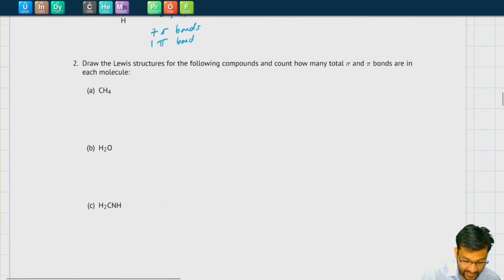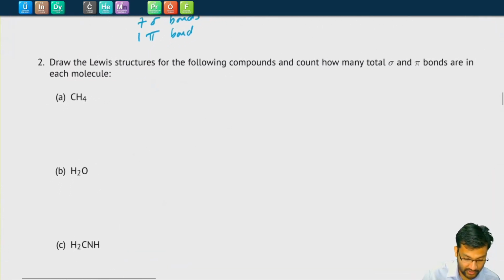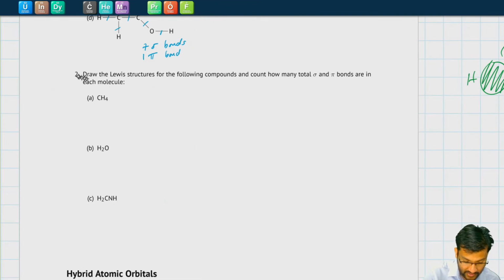Let's try it again, this time drawing the Lewis structure. If you haven't done so, please pause the video here, do all of these, and then unpause, and then we'll go over them together.